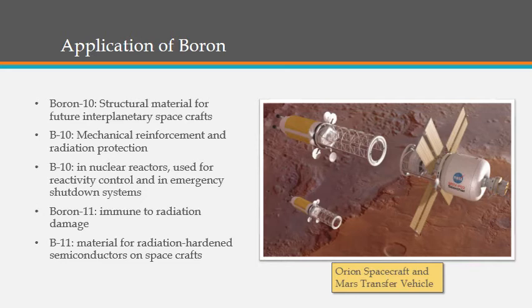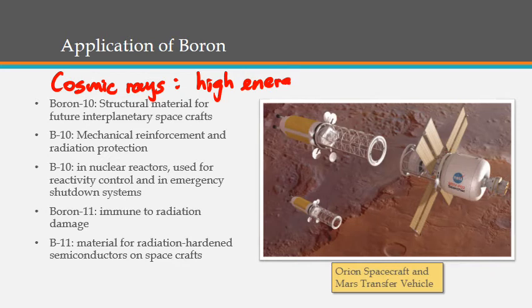When these spacecrafts travel through the vastness of space to another planet, they have to be able to undertake a large amount of cosmic rays. Cosmic rays are high energy protons. When these cosmic rays hit the surface of the spacecraft, they cause secondary radiation, and this is not good for the spacecraft itself and the crew within the spacecraft.